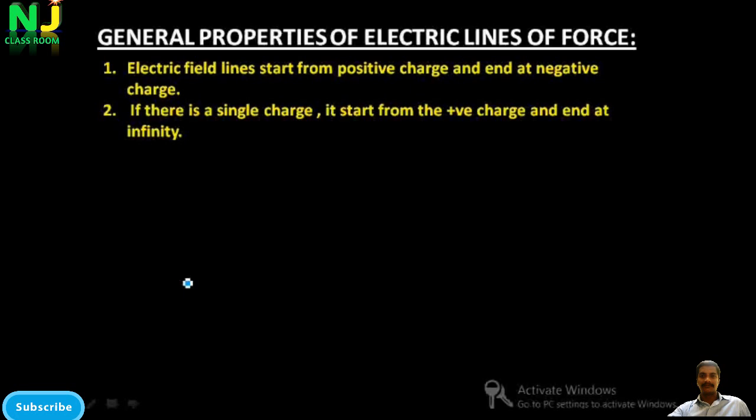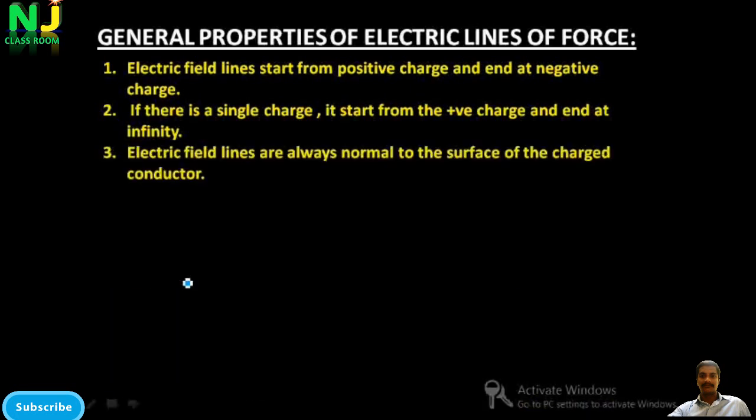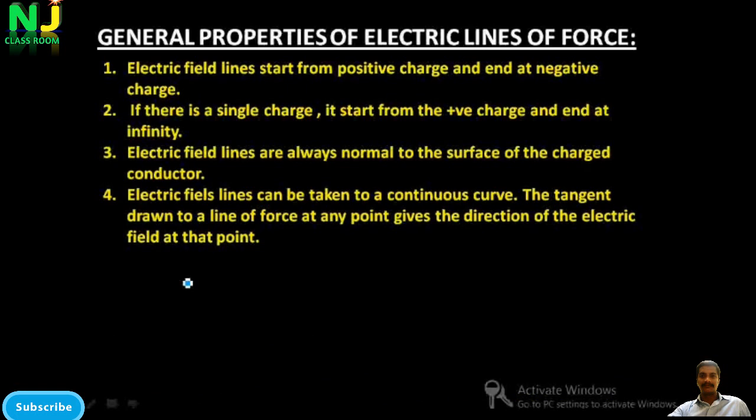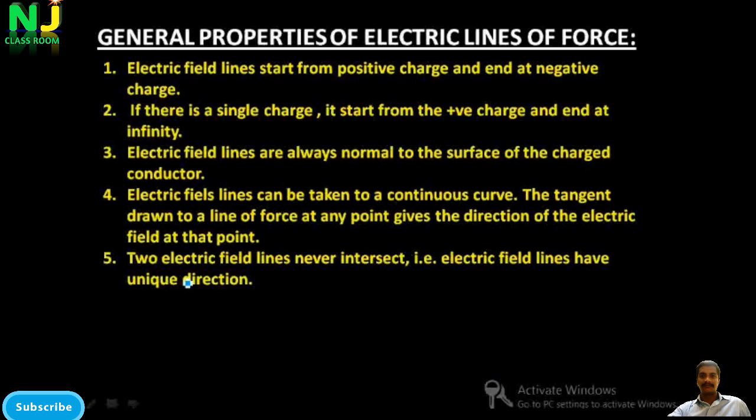In the case of a charged conductor, electric field lines are always normal to the surface. Property number 4: electric field lines can be taken to be a continuous curve. The tangent drawn to a line of force at any point gives the direction of the electric field at that point. Property number 5: two electric field lines never intersect, because at a point in an electric field, the direction of the electric field is unique.